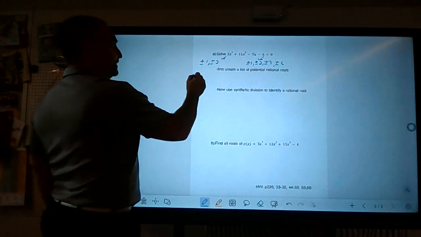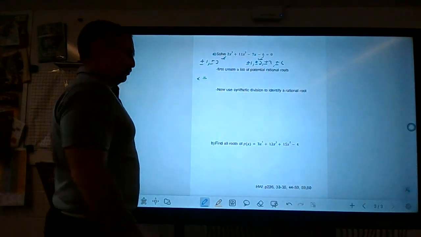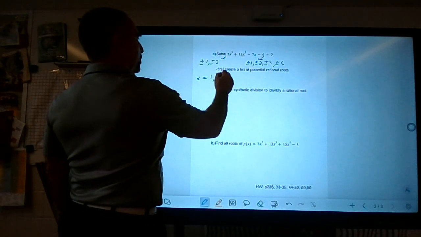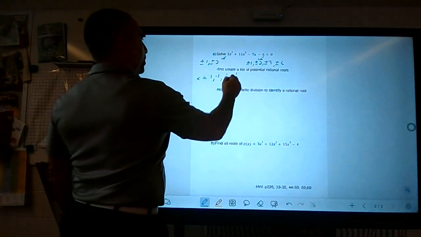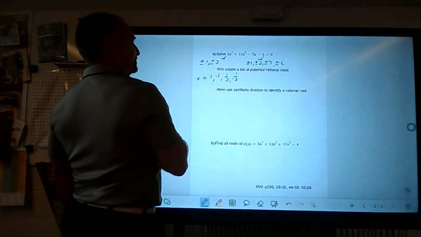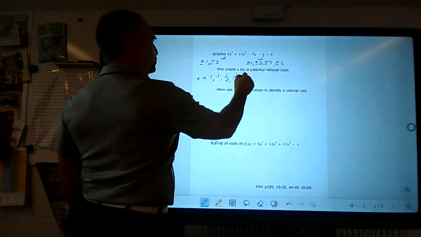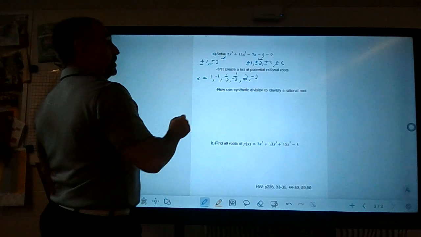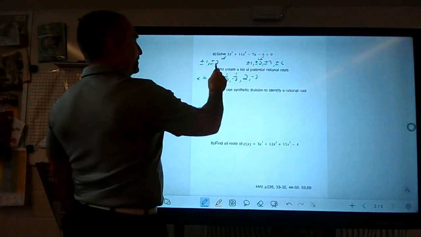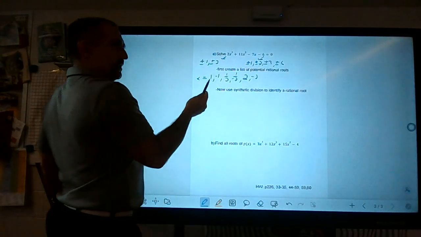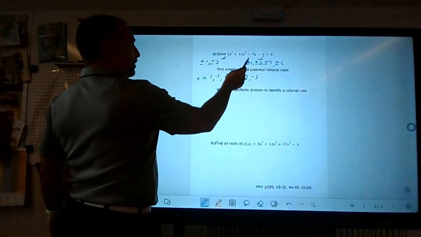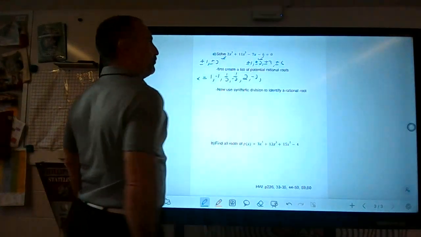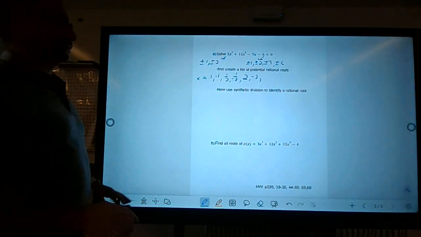So the list of potential rational roots. 1 over 1, 1 over negative 1, 1 over 2, 1 over negative 2. The 1 has been exhausted. 2 over 1 is 2. 2 over negative 1 is negative 2. Now look at this. 2 divided by 2 is going to be 1 again. 2 divided by negative 2 is going to be negative 1. We don't have to rewrite that. So now my 2's have been exhausted.